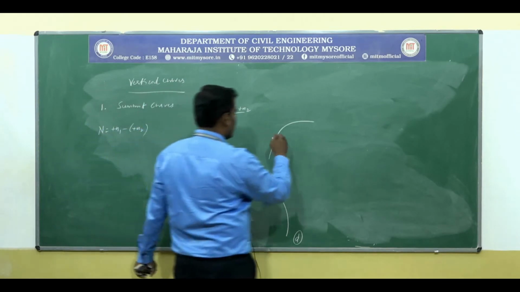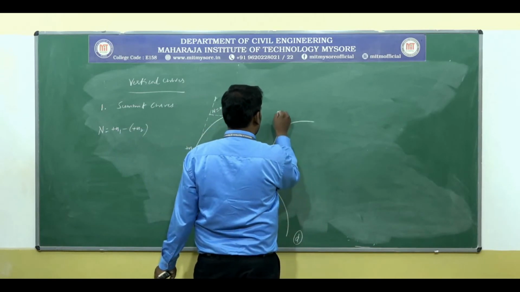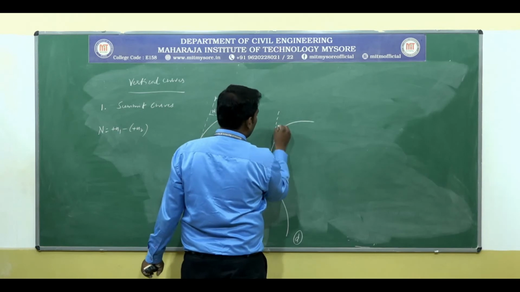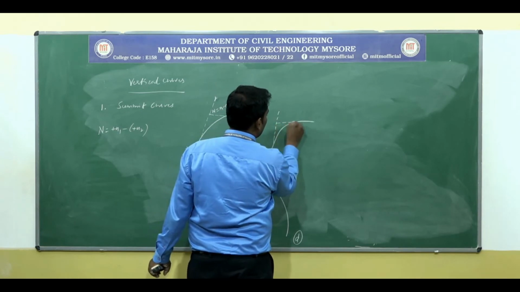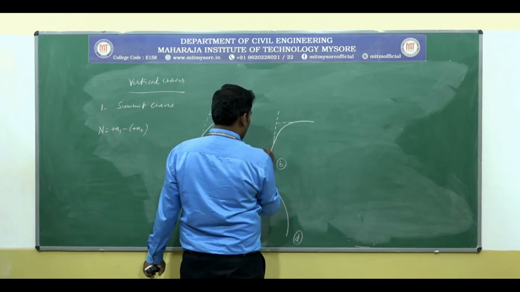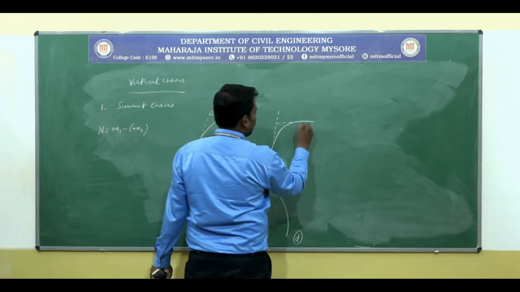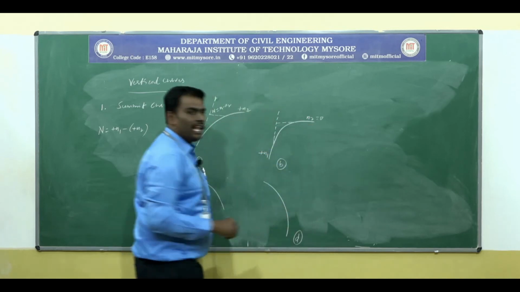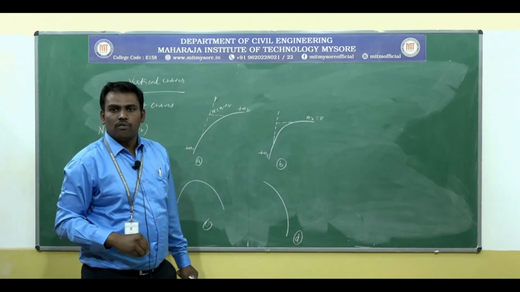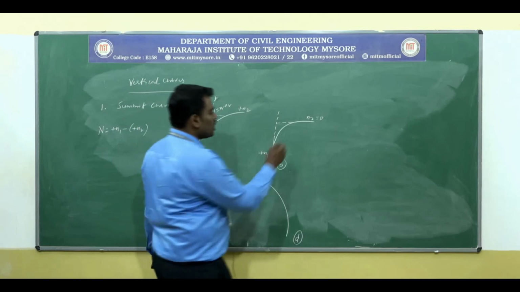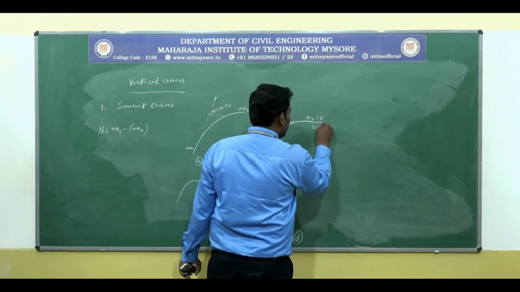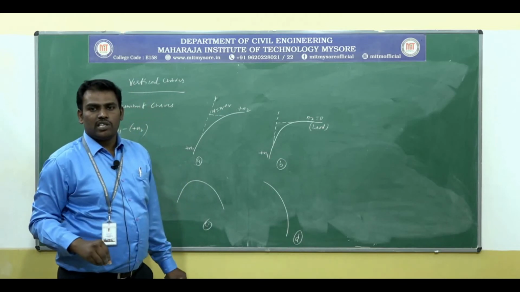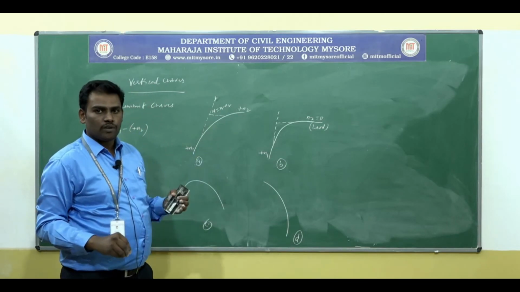But in the second case, it is an upward gradient followed by a level gradient, because here the surface is level. For the level gradient, the gradient will be 0, so N2 is equal to 0.